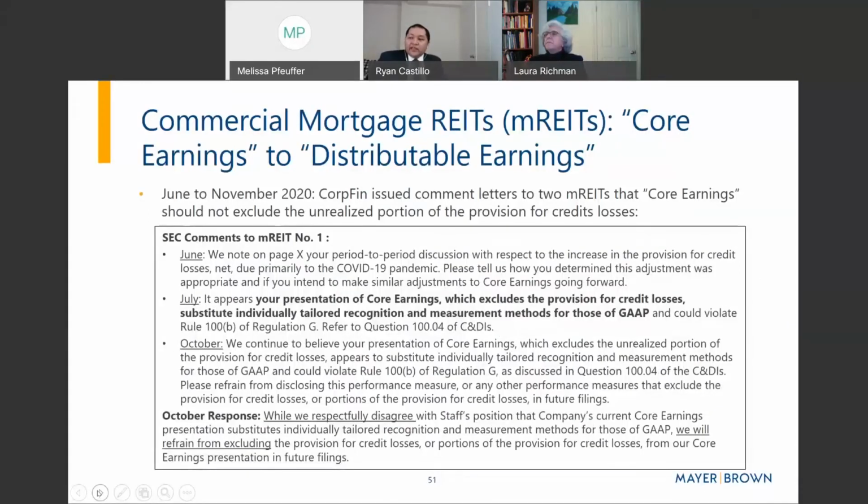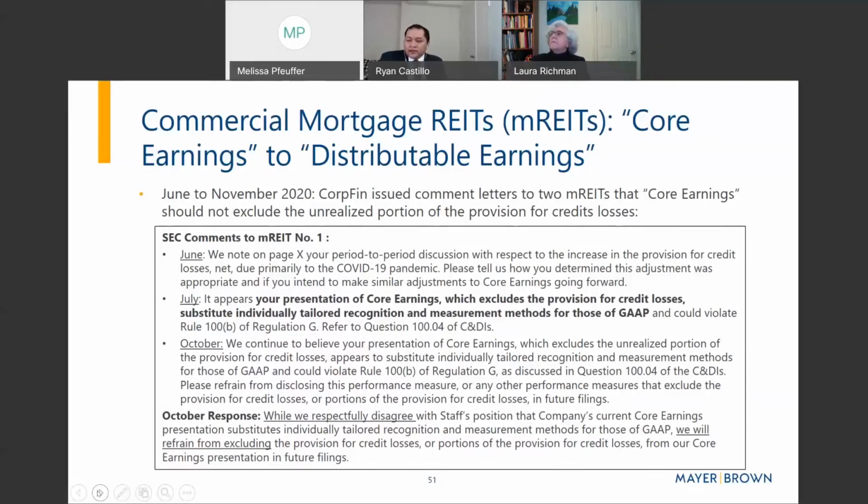Now, speaking of individually tailored measures, the next few slides are relevant to commercial mortgage REITs who use the non-GAAP measure core earnings, which is quite common in the REIT industry. So what happened? From June to November 2020, so last year, the staff issued letters to 2 mortgage REITs that core earnings should not exclude the unrealized portion of provisions for credit losses. The staff said that's an individually tailored measure and may be misleading.